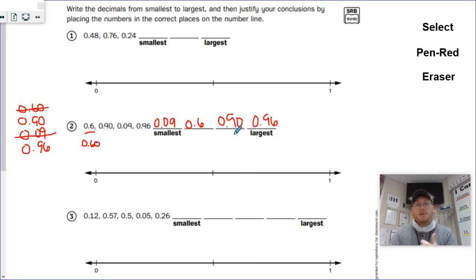Okay? 0.90, this is like somebody giving you 9 dimes or 90 pennies. And then 0.96, that's like somebody giving you 96 pennies. Okay? Out of all of this, I would like to have the 96 pennies because it is my largest. The 9 pennies is my smallest.